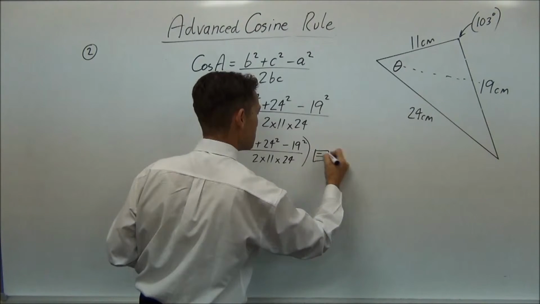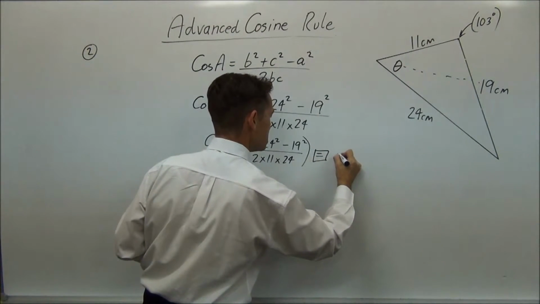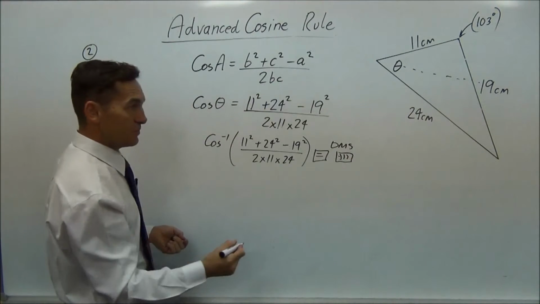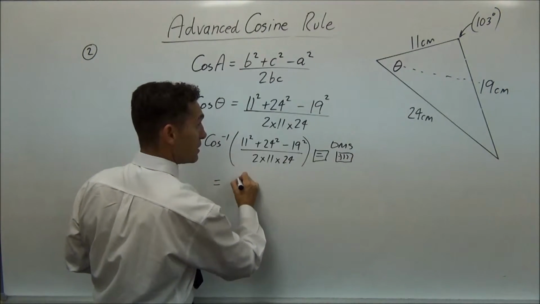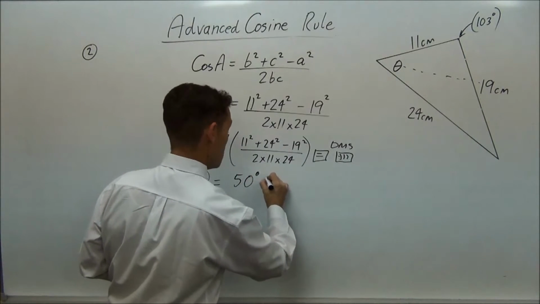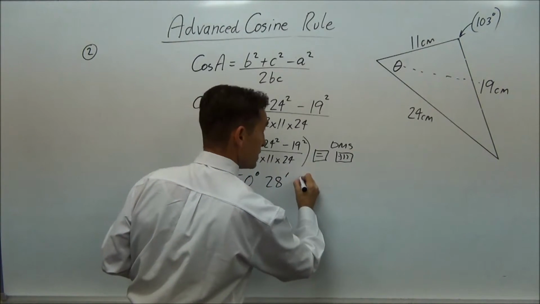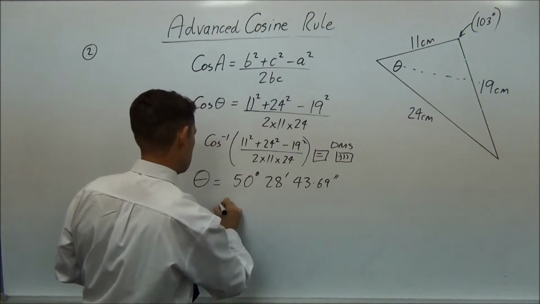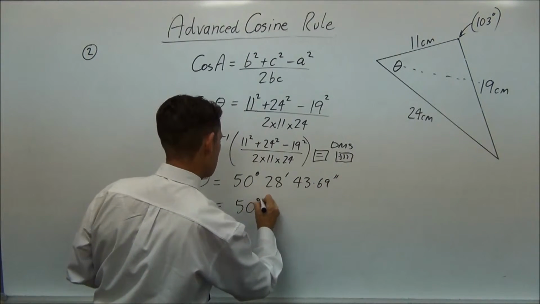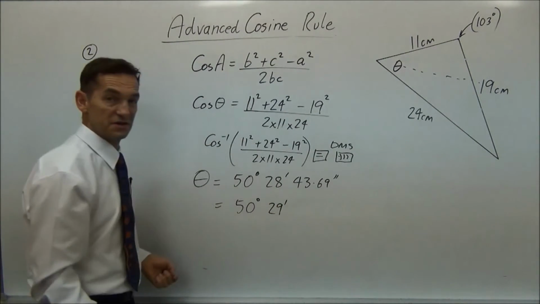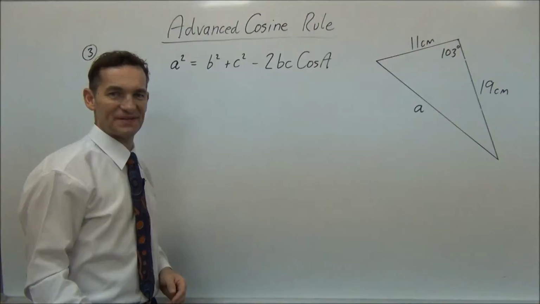Press the equals button, press the degrees, minutes and seconds button, and we end up with theta equals 50 degrees, 28 minutes and 43.69 seconds. So that will round up to 50 degrees and 29 minutes. And you're done.